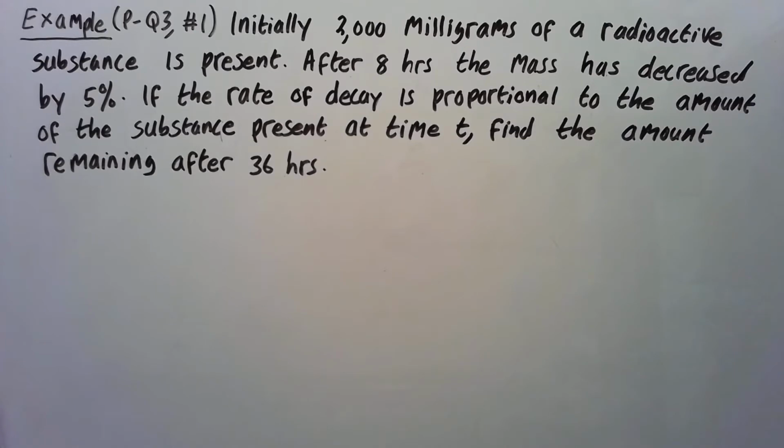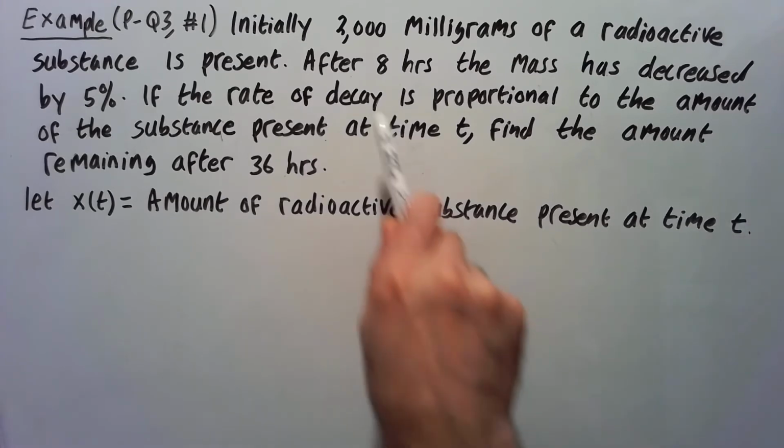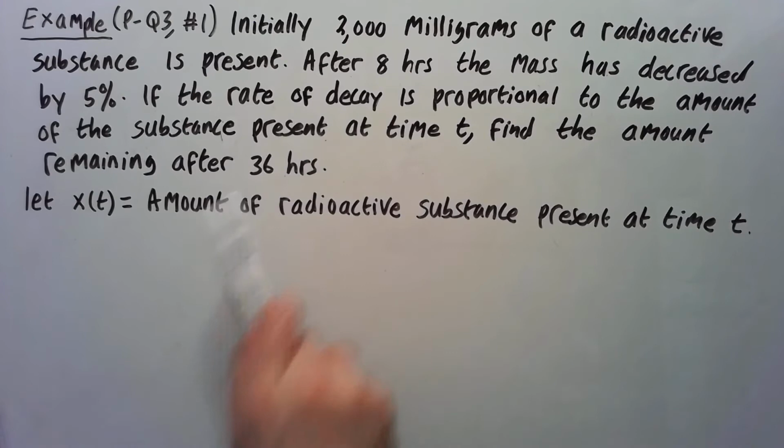Okay, so let's first define x of t to equal the amount of radioactive substance present at time t. Here, t, we're assuming, is measured in hours, since we're given 8 hours here. We're looking for 36 hours.